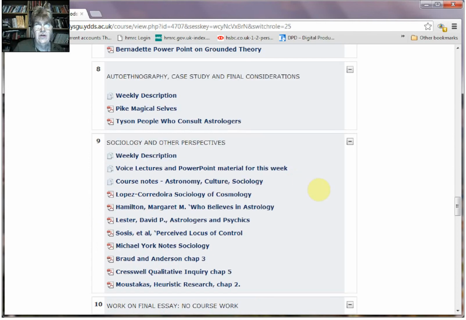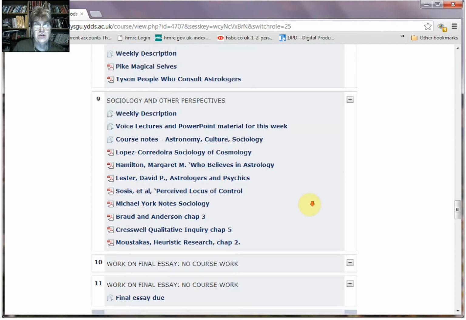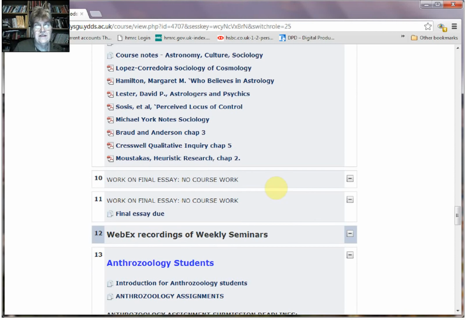We get into autoethnography, case studies, looking at an individual case and analysing it right down as deep as you can. And then we'll look at the next week at sociology and the sociological perspectives and how that fits in to the whole view of the sort of qualitative and quantitative data that you'll be collecting and working with. Then we've got final essays, etc.